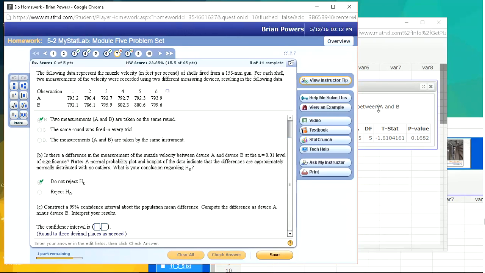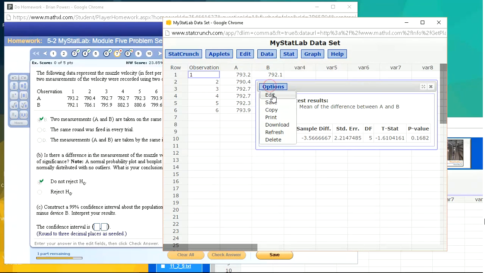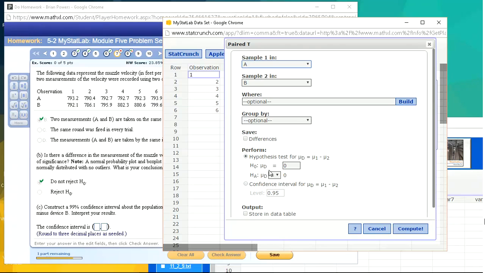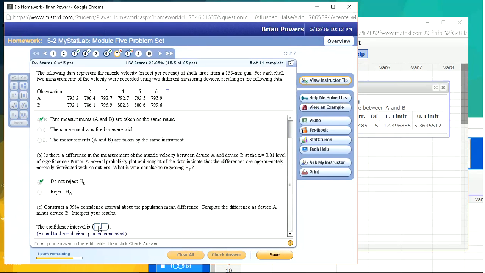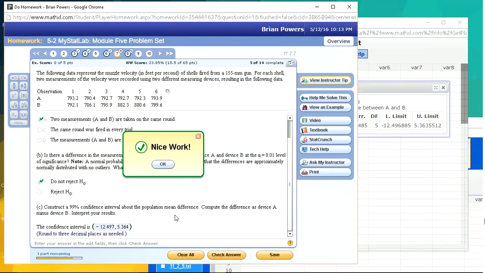Okay, let's do a confidence interval. If you go back here, hit Options, Edit, we can change this from a hypothesis test to a confidence interval, and we can just set the confidence level to 0.99 and hit Compute, and it's there for us. We don't have to do any calculation. So it's negative 12.4968497, got to round it up. 5.363, I have to round that up too, 5.364. Looks good. Double check your numbers.